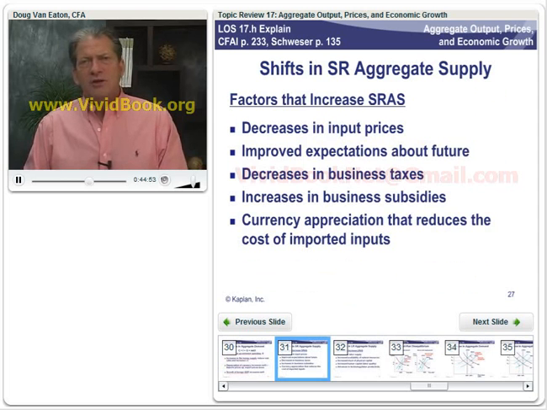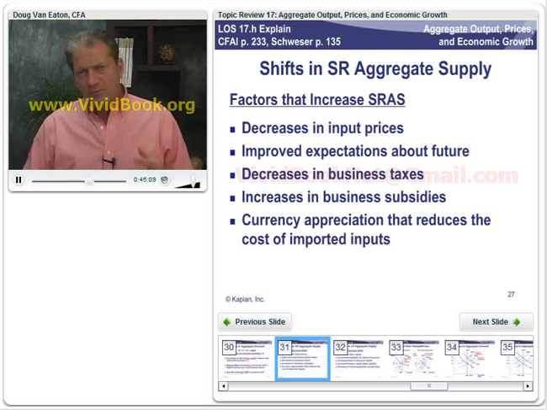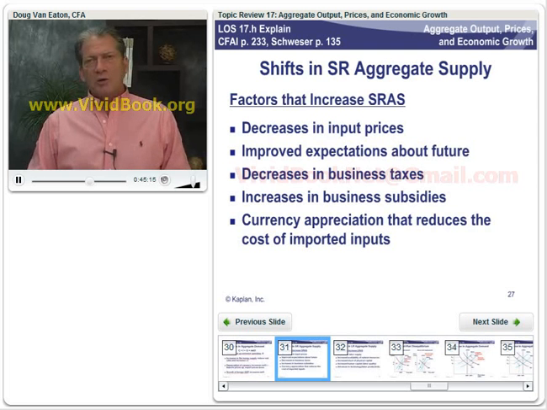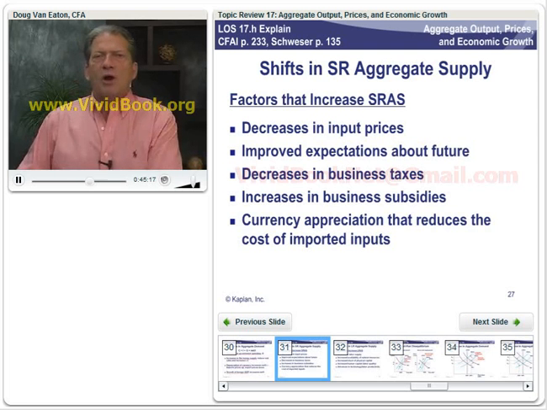Decreases in business taxes make the business more profitable. They want to expand. Increases in business subsidies certainly would make a business want to expand and want to sell more. If the government says, you know those things you're selling? Yeah, we'll give you $10 every time you sell one. We say, well, great. I can lower my price and sell more and make more profits.